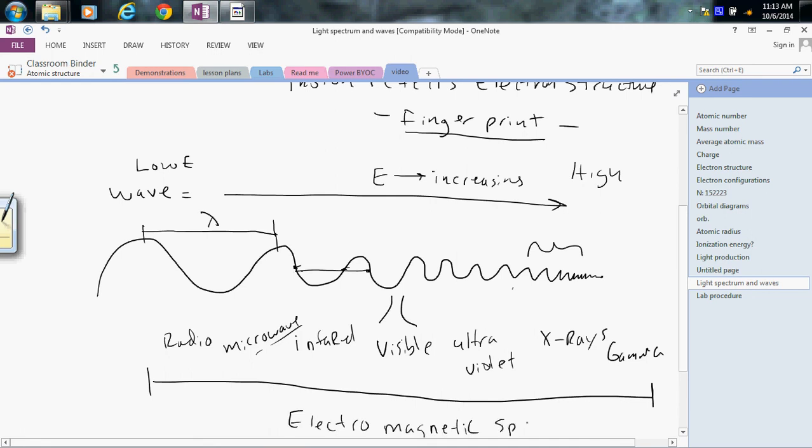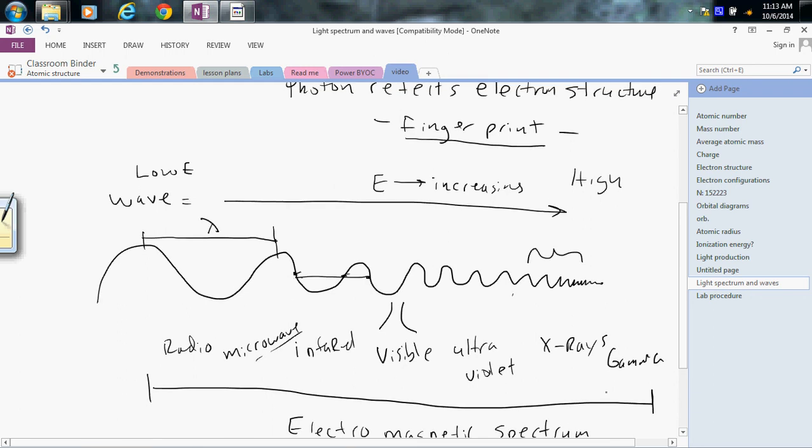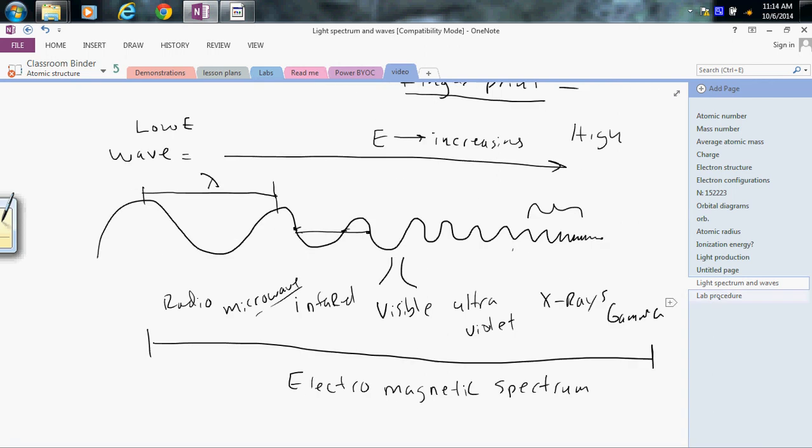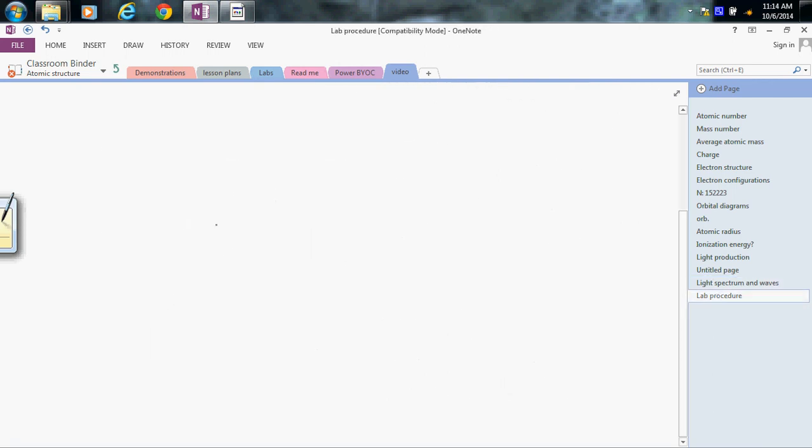All right, so let's talk about our lab procedure. First of all, procedure-wise, the main objective is to determine an unknown chemical via flame test. Do not lose sight of what is going on as far as what we're trying to figure out.